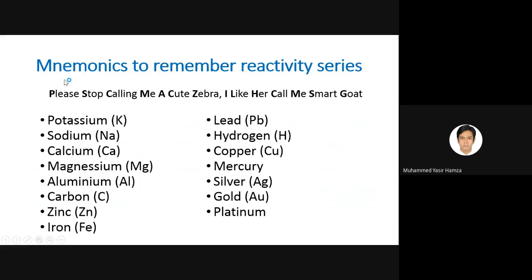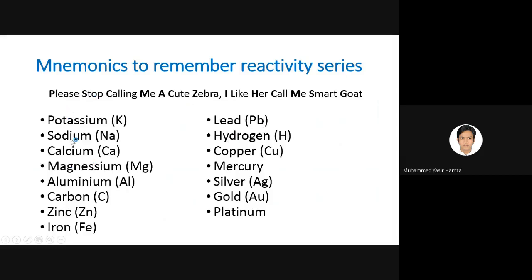That is: please stop calling me a cute zebra. I like her. Call me smart coat. It is so easy. It's not so tough to remember, right? By reading this line, you can write all of the metals serially. This indicates the reactivity series.